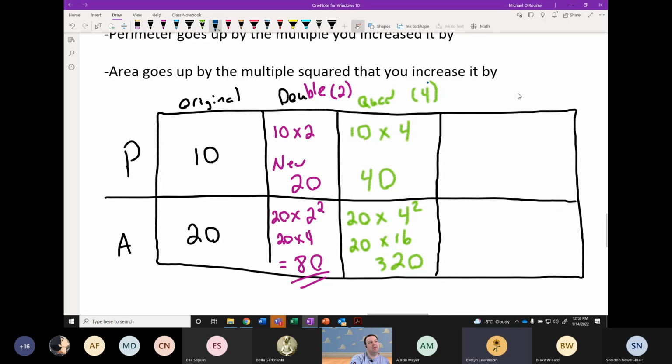Last one. I'm going to increase it by a rate of times 5. Can we work out these two answers for me, please, and thank you?